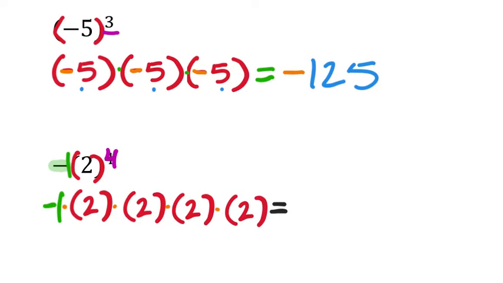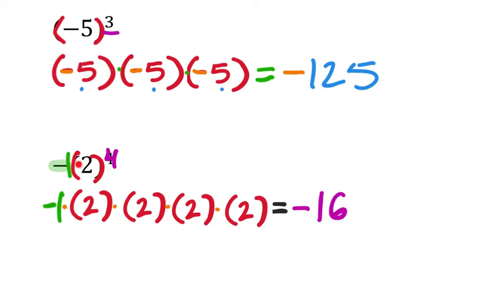But is the answer positive or negative first? Well, I see only one negative. 1 is odd, so the answer is a negative. 2 times 2 is 4, times 2 is 8, times 2 is 16. So we should end up with a negative 16 answer on this one, okay? But it's not negative because of the 2. It's negative because of the negative on the outside right there, okay?